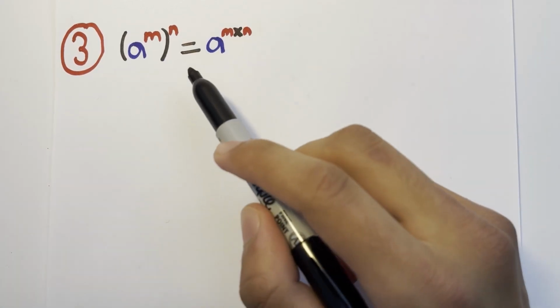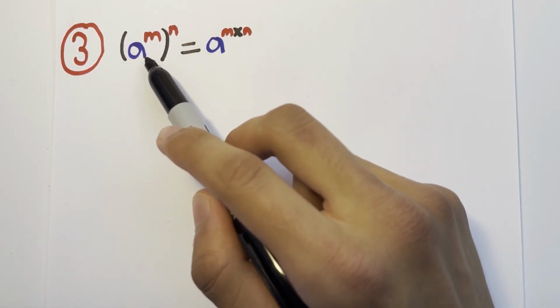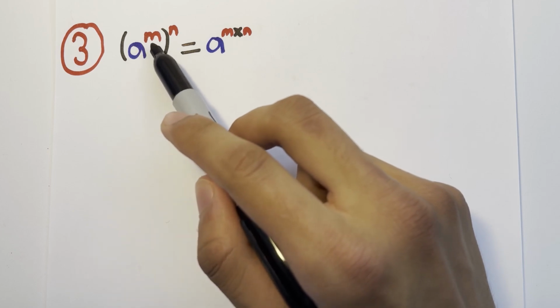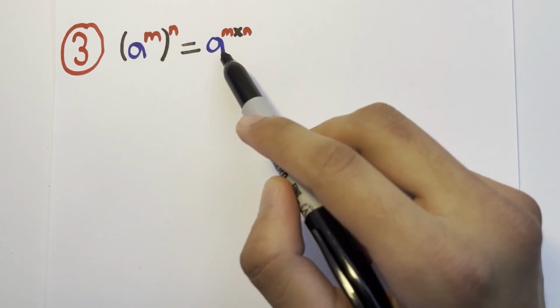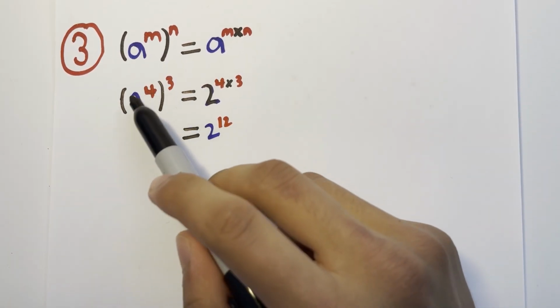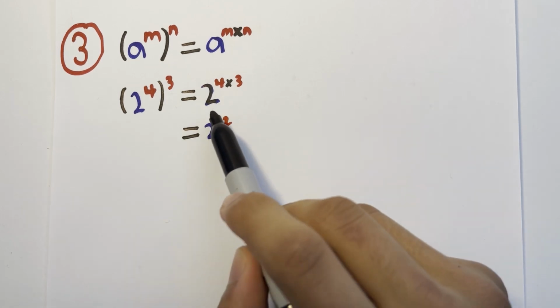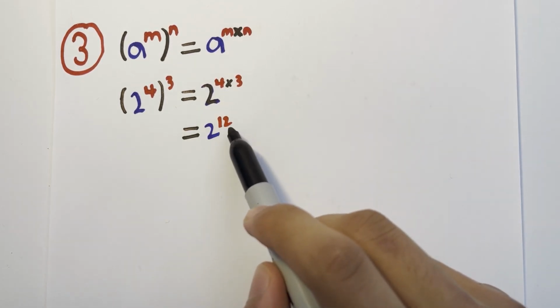The third exponent law is about raising an exponent to another exponent. Here, this means that when you have a base a raised to the power m, then you raise all of that to the power n, your answer is a to the power of m times n. If we have 2 to the power of 4, and then we cube all of that, that's equal to 2 to the power of 4 times 3, which is equal to 2 to the power of 12.